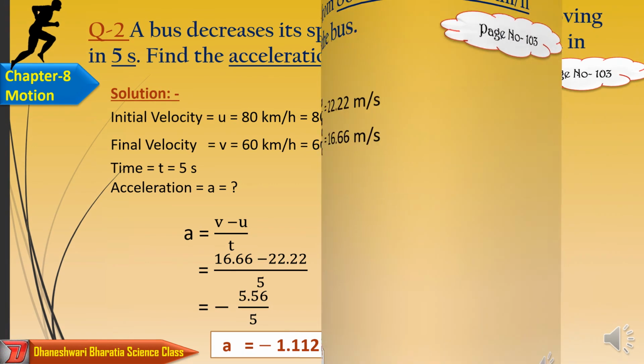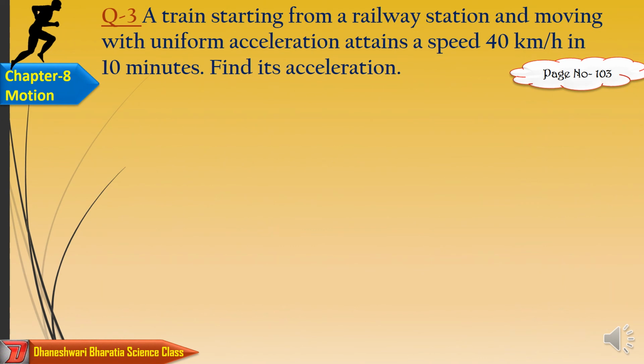Okay, next. So let us start with the third one. Now here I have not underlined anything because I want you people to do it on your own. Okay, so what you will underline first? The speed which is given, 40 km per hour. Then the time is given, 10 minutes. And what is the question? What has to be found? Yes, acceleration.